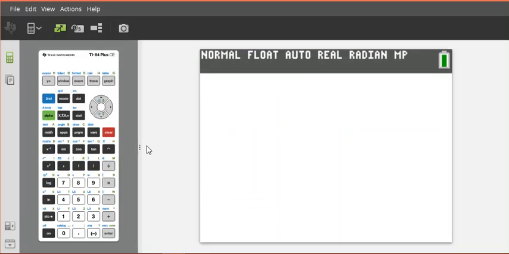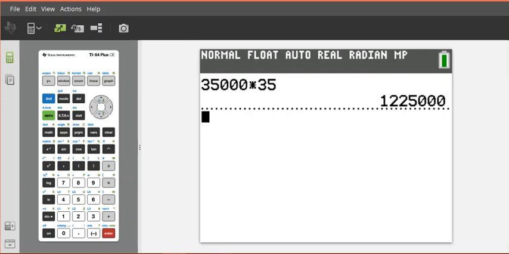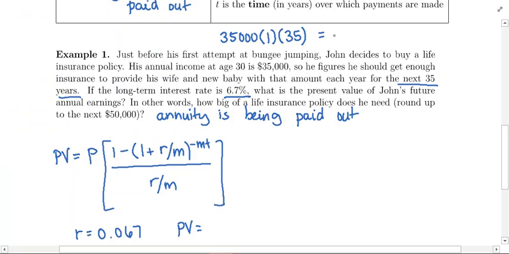I'm going to pull up my calculator. I'm going to get 35,000 times 35 years, and that's a whole lot of money here. That's over $1 million. So I'm going to jot this down. If this were to happen and this life insurance policy paid out, the wife and child would receive $1,225,000 over the course of 35 years.